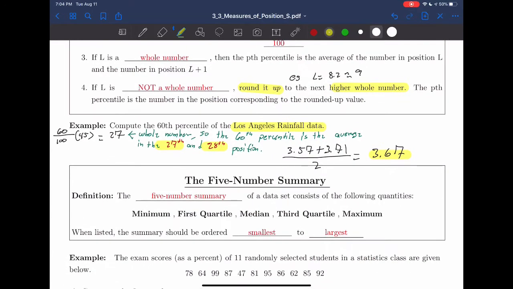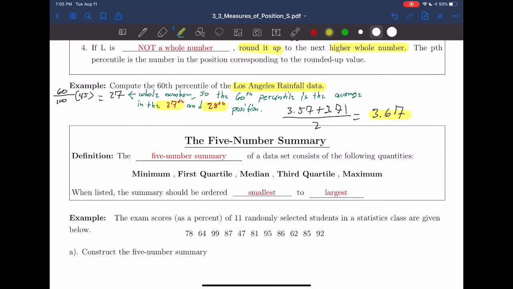One thing I want to talk about is the 5-number summary. So this is a very simple concept. It's pretty much just the 5 summaries of our data set that consist of the minimum number, the first quartile, the median or the second quartile, the third quartile, and the maximum. Since the second quartile and the median are the same, we could just write either one. So once we compute this, we want to order them from the smallest value to the largest value.